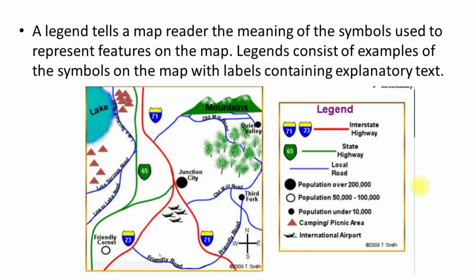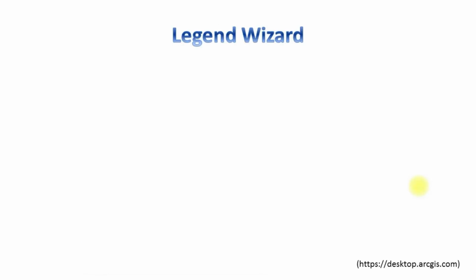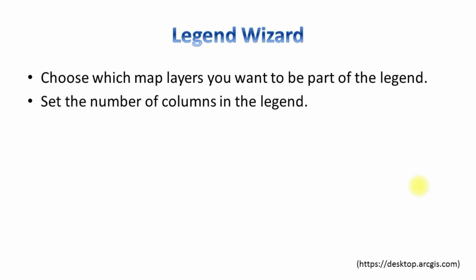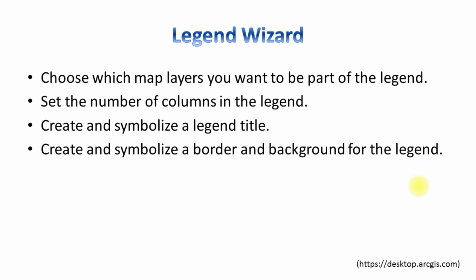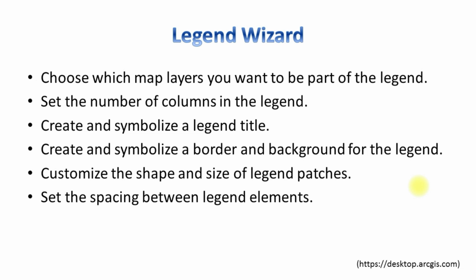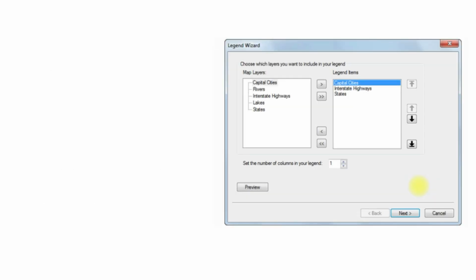Map legends can be simple or complicated. And a legend wizard within ArcGIS helps us to make a map legend. At first, choose which map layers you want to be part of the legend, set the number of columns in the legend, and create and symbolize a legend title. Create and symbolize a border and background of the legend. Customize the shape and size of the legend patches, and set the spacing between legend elements.